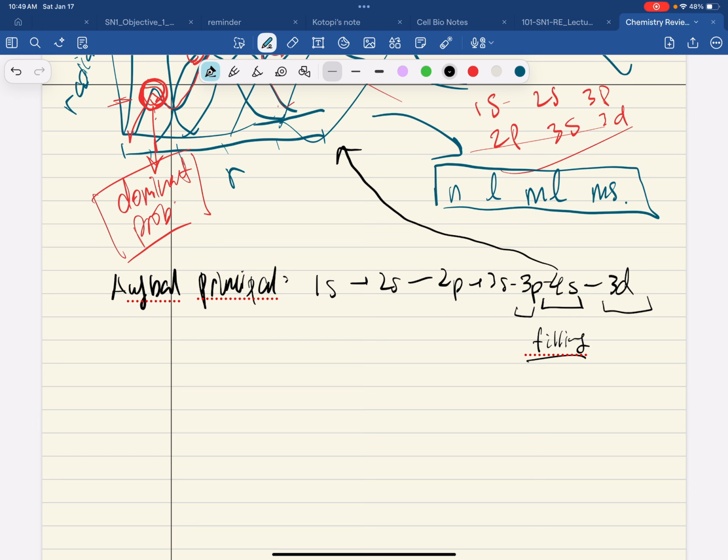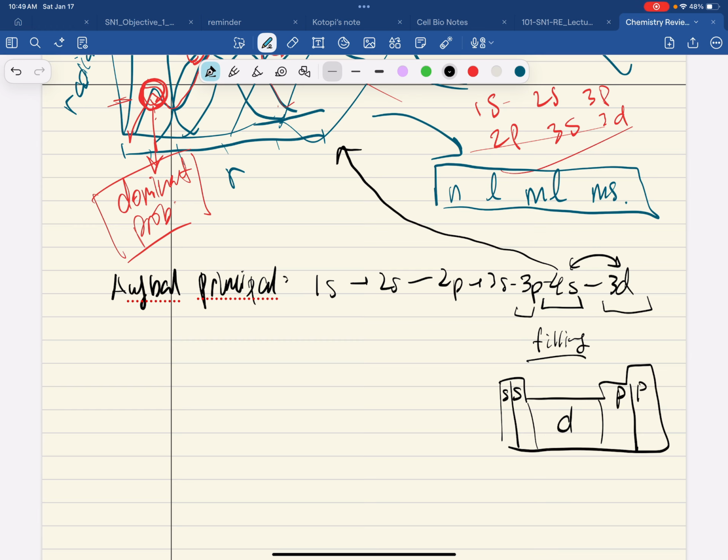So if you have a 3p and then a 4s and then a 3d, these are the transition metals. So the d orbitals are here. These two are s orbitals. These will be p orbitals. And f orbitals are here on the bottom, which are the lanthanides and actinides, I think.